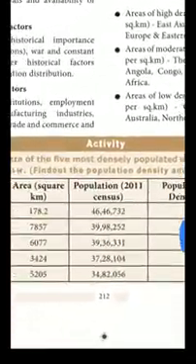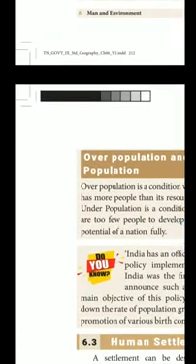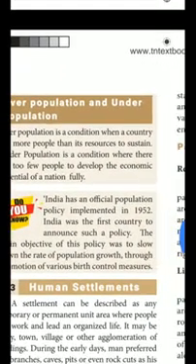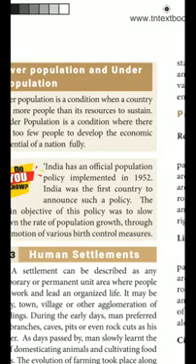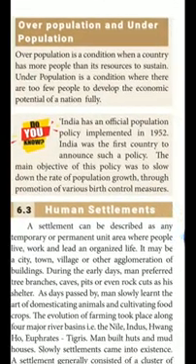Next one is overpopulation and underpopulation. What do you know about this? Overpopulation is a condition when a country has more people than its resources can sustain. Underpopulation is a condition where there are too few people to develop the economic potential of a nation fully.